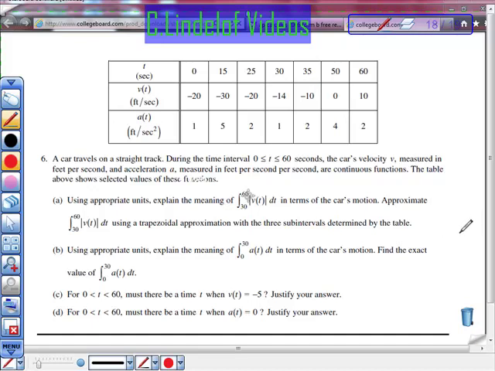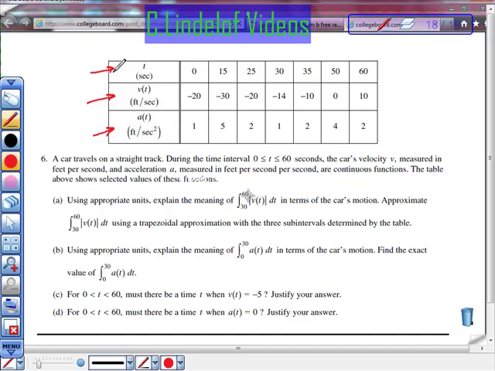It says a car travels on a straight track during the interval t is greater than or equal to 0 and less than or equal to 60 seconds. The car's velocity v is measured in feet per second. The acceleration a, measured in feet per second squared, are continuous functions. The table above shows selected values. So this is what we're going to do. It's going to start picking this thing apart, right? Be careful that we have really looked at this. This is velocity, this is acceleration, and this is time. We don't have a position function here.